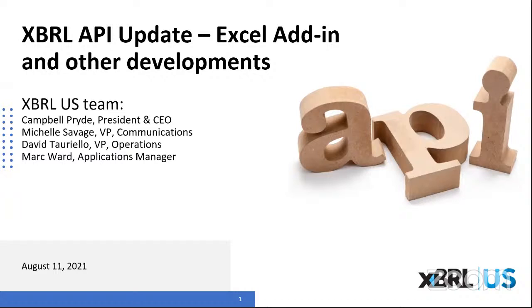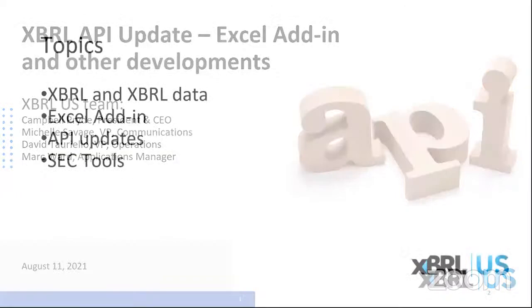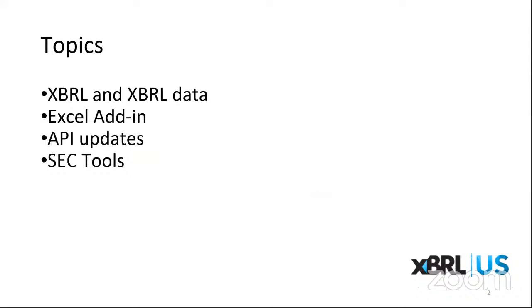So with that, I'm going to talk to you a little bit about what we're going to be covering today. First, we're going to talk just briefly about XBRL and XBRL data, for those of you not completely familiar with it. Then we're going to move on and talk about the Excel add-in. We have some interesting new features that we want to share with you. Then we'll give you some updates on our XBRL API. And finally, follow up with SEC tools. We have some new features that we want to mention.